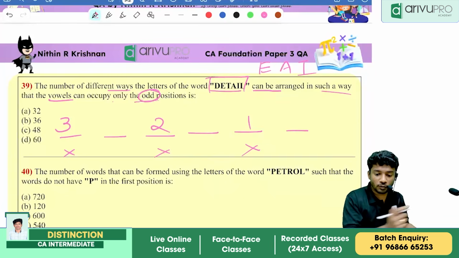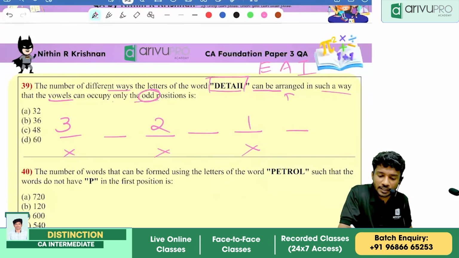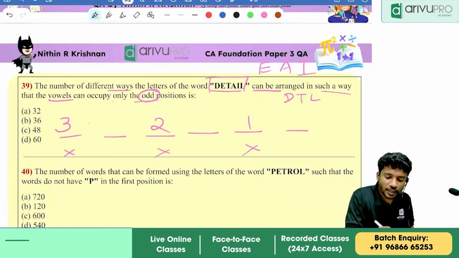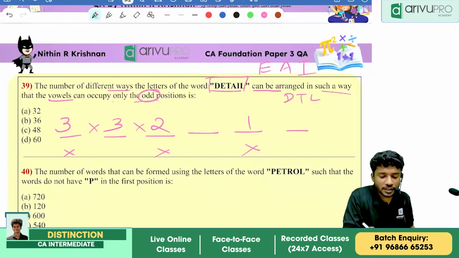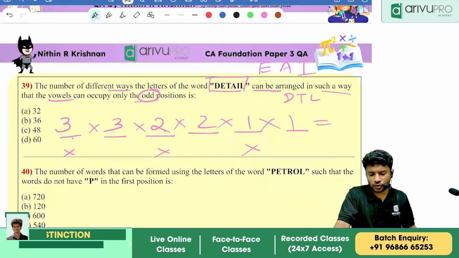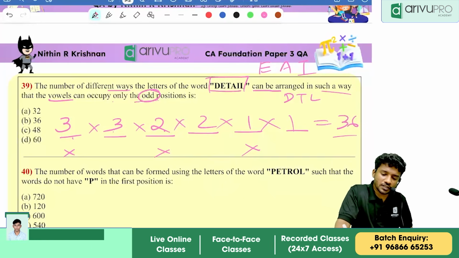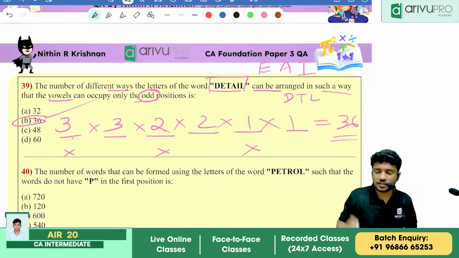That means those which are not vowels. Which are not vowels? D, T, L. How many are there? 3. One person already sat. 2. Two people already sat. 1. How much is the answer? 3 into 3 into 2 into 2 into 3 into 1... 36 is your answer. Option B is the answer.